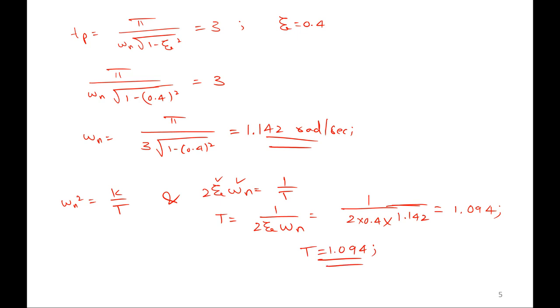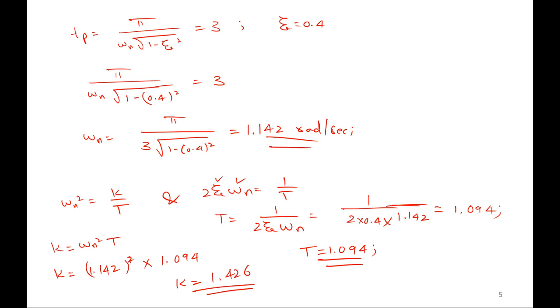So making use of this, we can find out k here. K is equal to what? Omega n square into t. So k is equal to omega n square, means 1.142 whole square into t, 1.094. So we will find out the value of k here. 1.142 square into 1.094. It is 1.426. So we have found out the value of k and t.